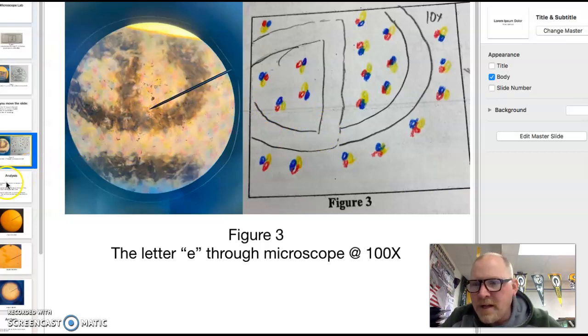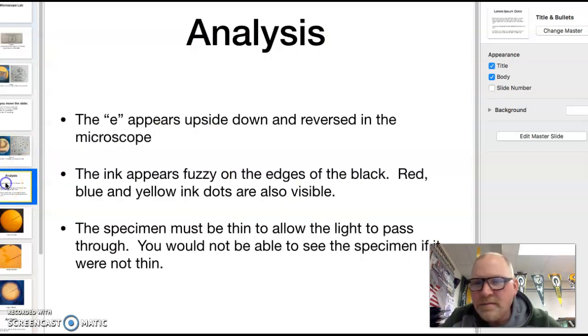And then the analysis here. They ask you what happens to the E. It appears upside down and reversed through the microscope. The ink appeared fuzzy on the edges of the black, and you could see red, blue, and yellow ink dots that were also visible. And the specimen must be thin to allow the light to pass through. You would not be able to see the specimen if it were not thin.